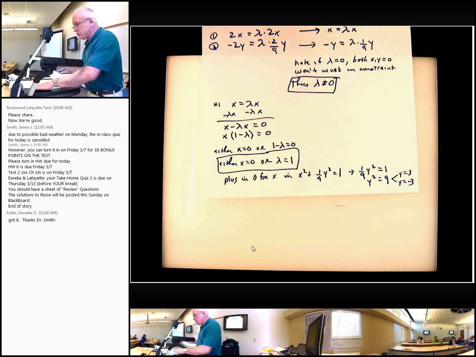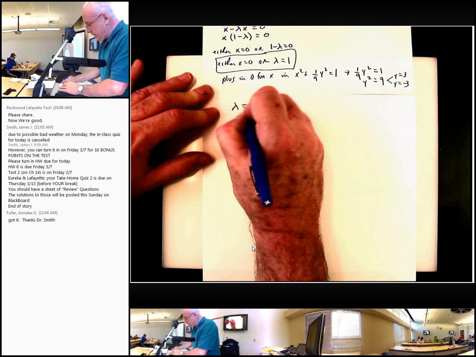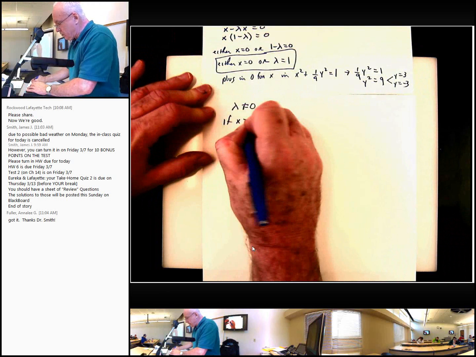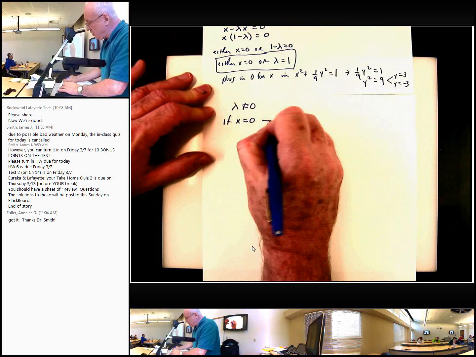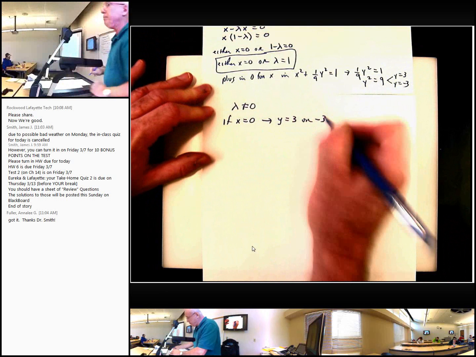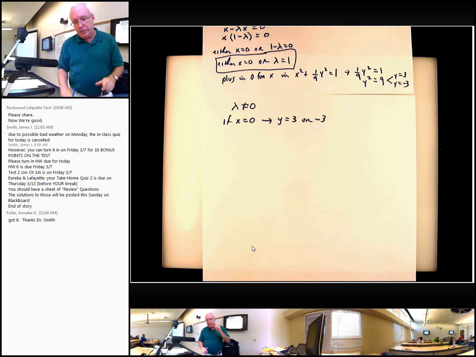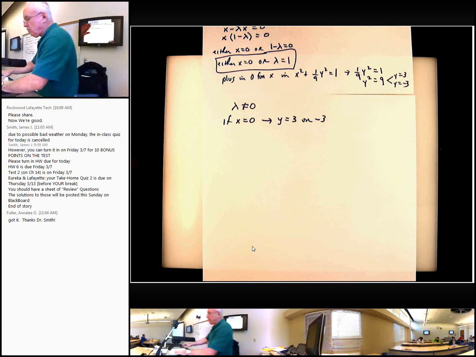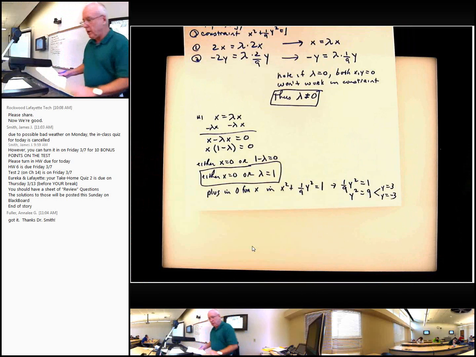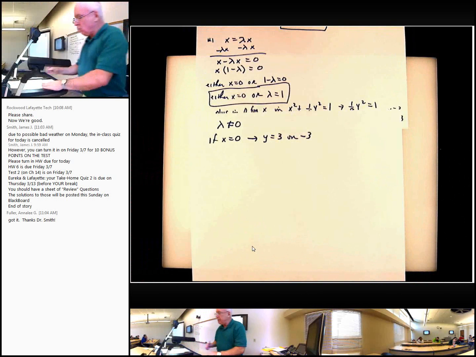So let me draw this conclusion here. This is so far what we've got. We know that lambda can't equal 0, and we found that if x is equal to 0, then y is equal to 3 or negative 3. All right. However, that's not our only case here. We had x equals 0, or we could have lambda equal to 1. So let's see what happens if lambda equals 1.